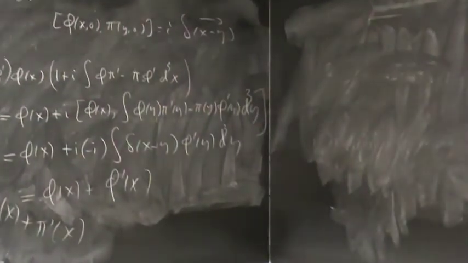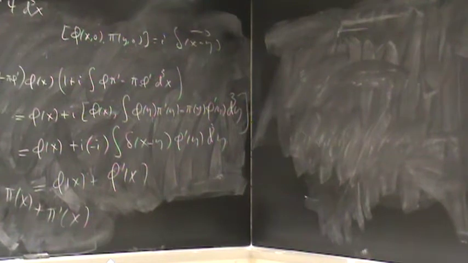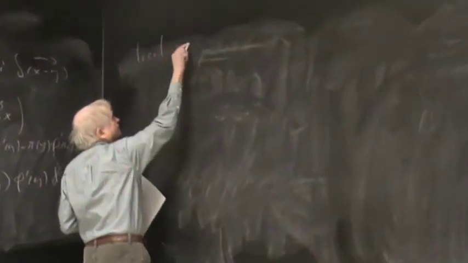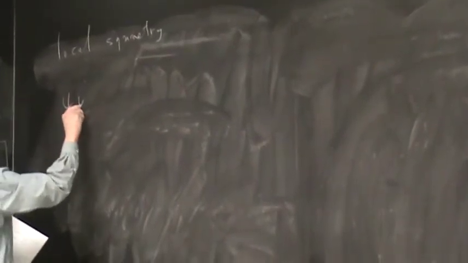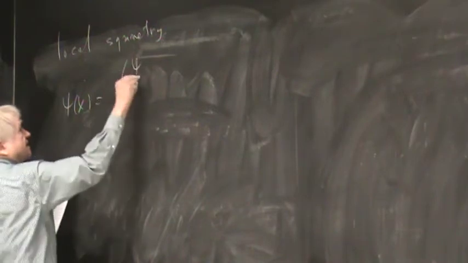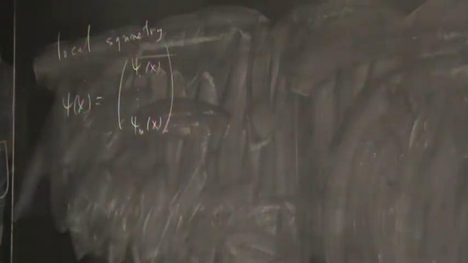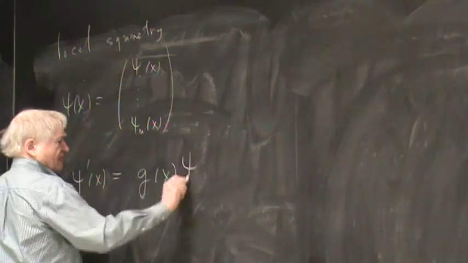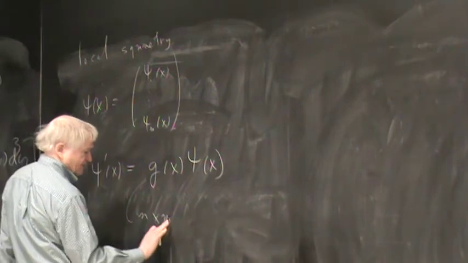All right, so now I'm going to repeat what I did last time for the Yang-Mills case. And the basic idea is slightly more general. It's the idea of local symmetry. And so what you have is a vector of fields psi 1 of x through psi n of x, and you have a transformation that you want to be a symmetry transformation, where G is an n by n matrix.